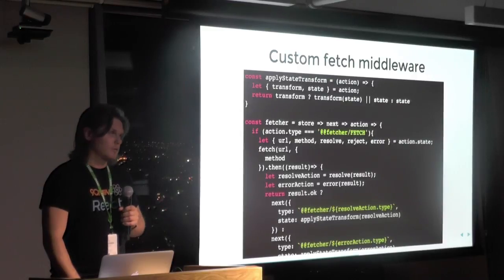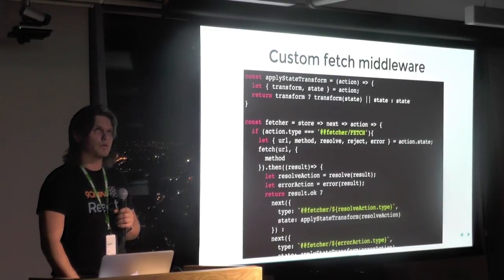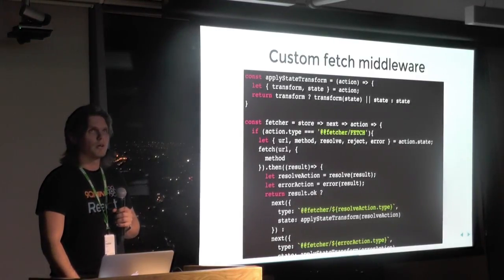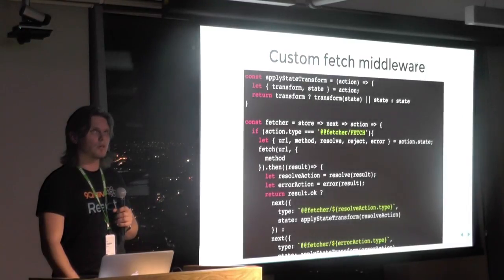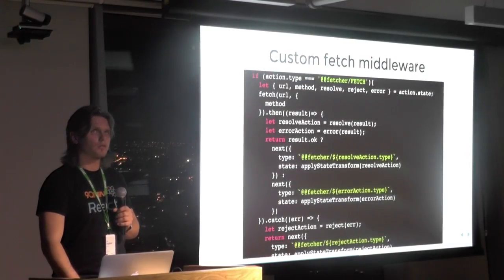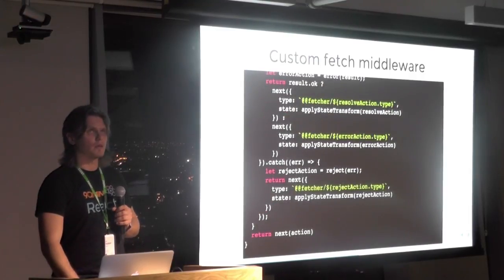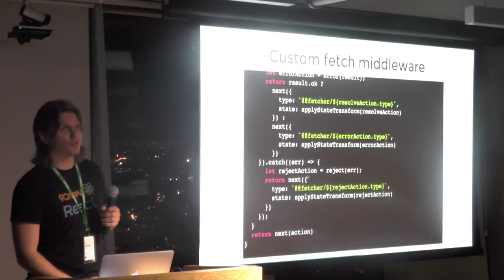So I wrote a fetcher middleware which gets, as you can see, the store parameter, returns a function which gets next, and returns the function that gets action. I check if the action type is fetch, and if so, I do some fetch. I take some arguments from the action state, and I basically do fetch. For example, in then, I check if the result is okay. If so, I dispatch a resolve action. If not, I dispatch an error action, and in catch, I dispatch a reject action.